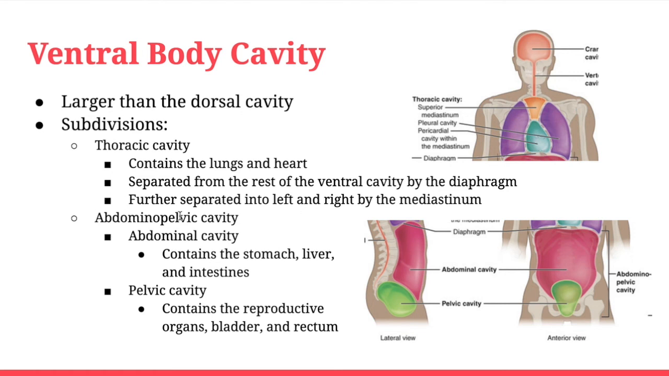The abdominopelvic cavity has a lot of organs in it. So we further divide that into the abdominal cavity and the pelvic cavity. The abdominal cavity has your stomach, your liver, your intestines. So you can see that's highlighted in pink on each one here. And then the pelvic cavity is highlighted in green on the diagram. That contains the reproductive organs, bladder, and the rectum.